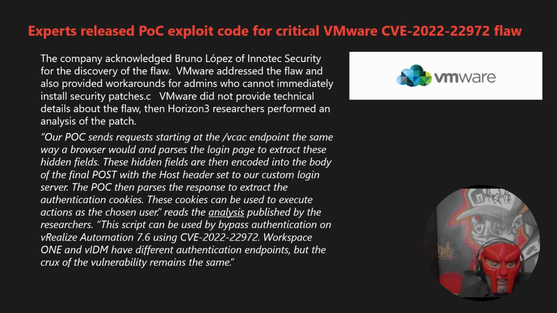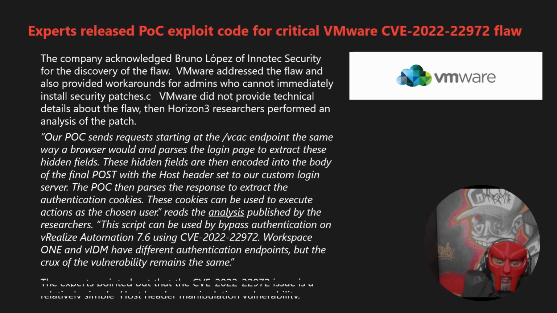This script can be used to bypass authentication on vRealize Automation 7.6 using CVE-2022-22972. Workspace ONE and VIDM have different authentication endpoints, but the crux of the vulnerability remains the same. Threat actors could easily exploit this issue. Searching on Shodan.io for the affected VMware applications, they could find organizations in healthcare and education industries, and state government potentially would be vulnerable. The experts pointed out that the CVE-2022-22972 issue is a relatively simple host header manipulation vulnerability.